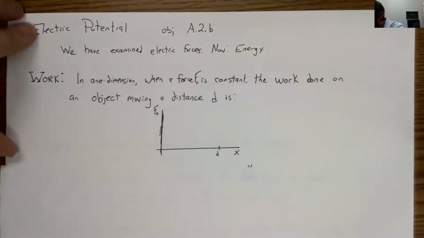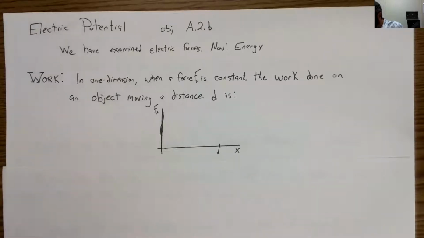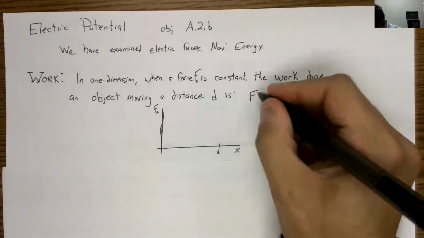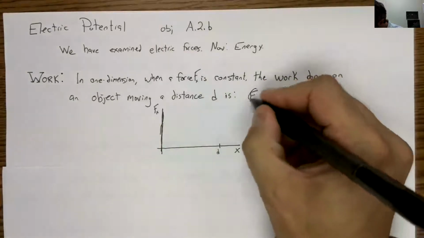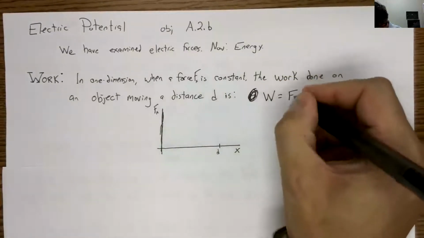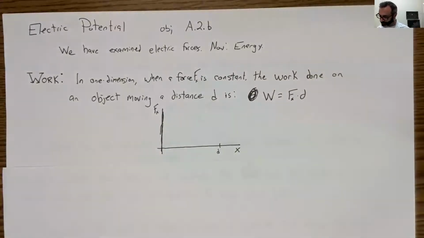All right, so whenever we're talking about energy, we usually start with talking about work. If we're in just one dimension anyway, when we have a constant force, the work done on an object moving a distance d is what? Does anybody remember? If I just have a constant force. Force times distance, right? The work is just equal to that force in the x direction times the distance d.